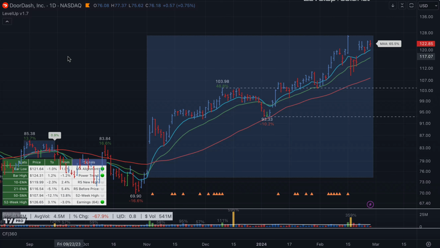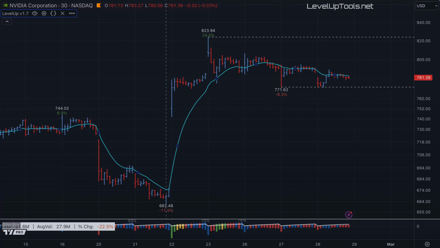One unique feature about marked highs and lows in Level Up is you can use them on weekly, daily, and intraday charts. So let me bring up a 30-minute chart of NVIDIA. You can see the same concept here. Here's a marked low and here's a marked high. And this marked low acted as an area of support several times as the price continues to move within this range.